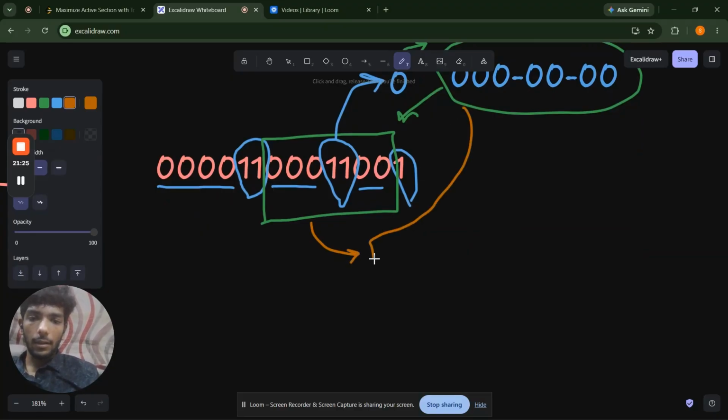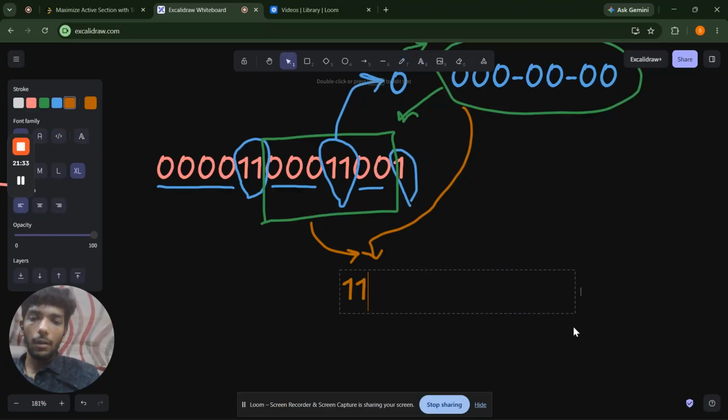Oh, you can do it like this as well. Convert those zeros to ones. So that block became 1 1 1 1 1 1.